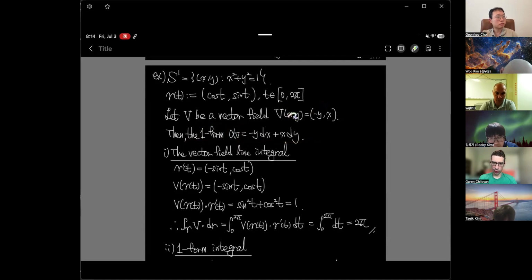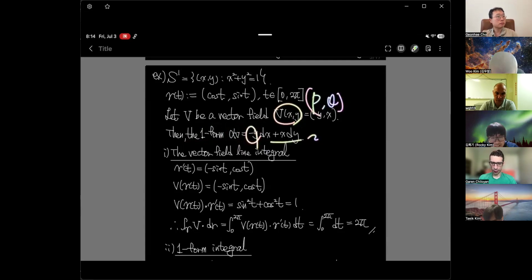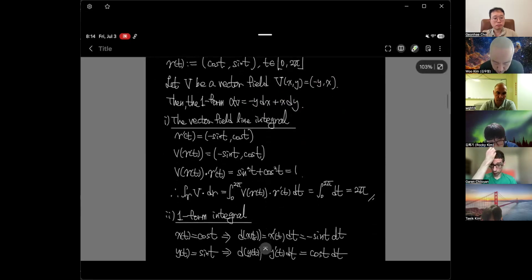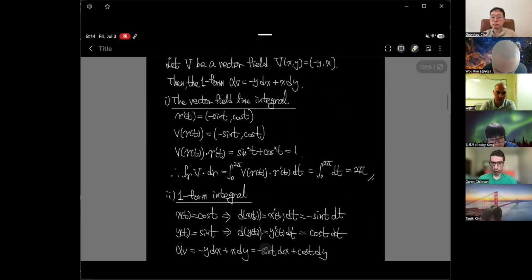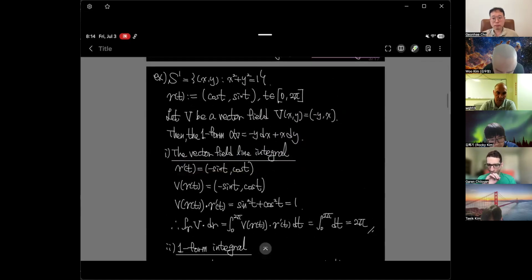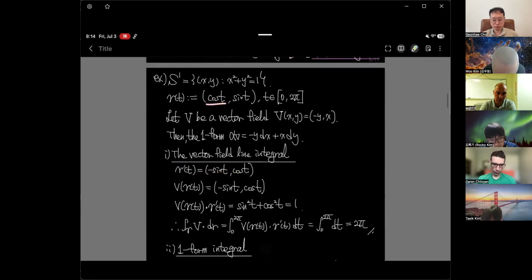Because if the vector field is P and Q, then we have the result P times dx plus Q times dy. So we have two methods. The first perspective is the vector field line integral, so this is just a regular vector field line integral. We can get the derivative of gamma of t: the derivative of cosine t is minus sine t, and of sine t is cosine t.